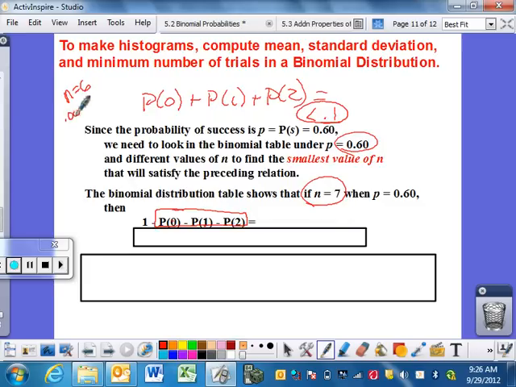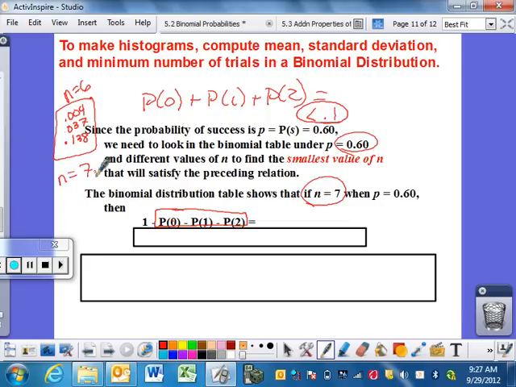0.004, 0.037, and 0.138. And that obviously adds up to more than 0.1. So n equals 6 is not good enough. We would then have to move on to n equals 7.